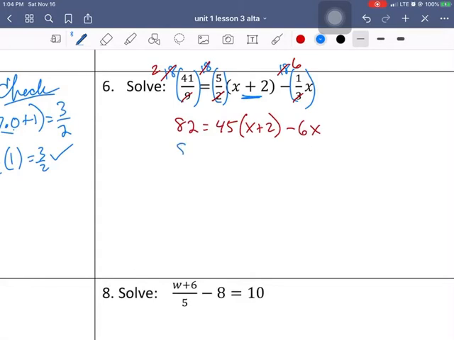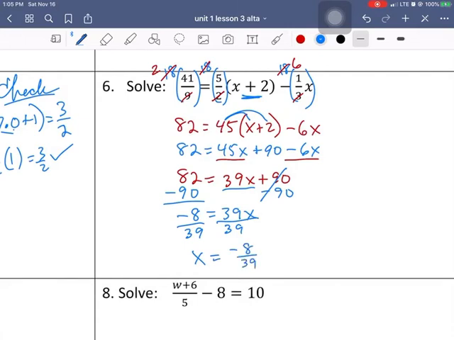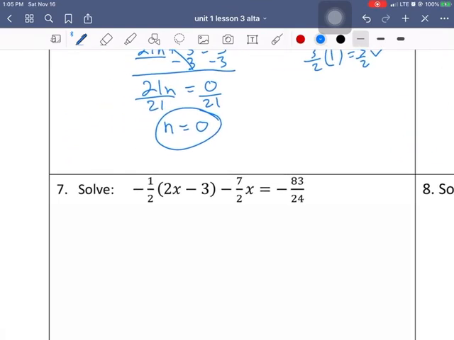Now we are ready to distribute. 82 equals 45x plus 90 minus 6x. Let's see, we want to combine like terms. 82 equals 45 minus 6 is 39x plus 90. This is my variable term, so I'm going to move the 90 over to the other side to start isolating my variable term. 82 minus 90 is negative 8. And then we isolate our variable. x equals negative 8 over 39. 39 only has 3's in it, and 8 has no 3, so I think we're good. It does not reduce.